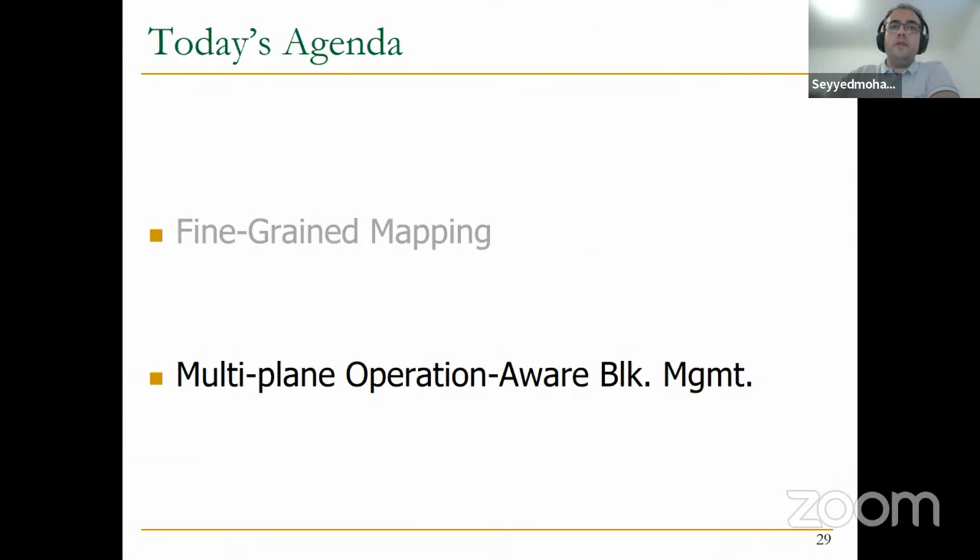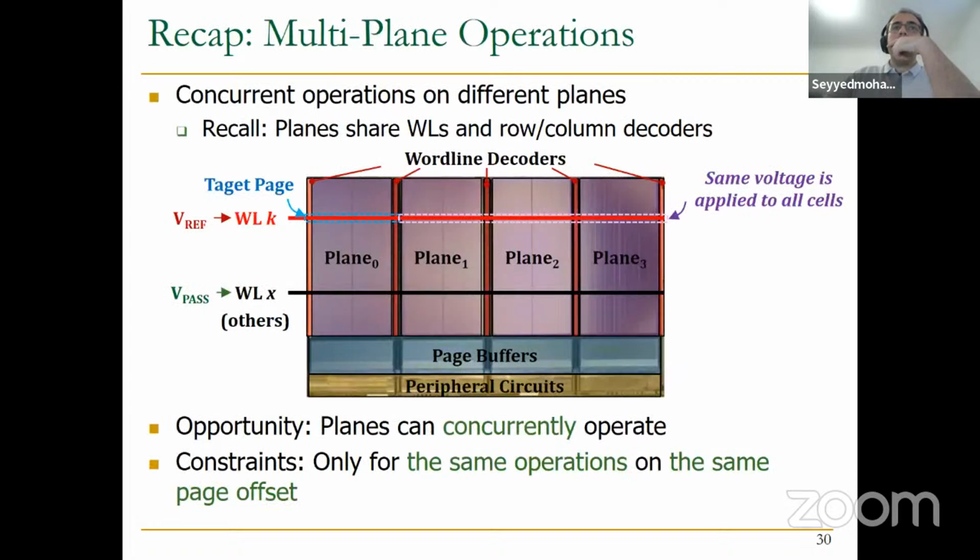Okay, let's move on to multiplane operation aware block management. We already covered multiplane operation. We know that we can have concurrent operations on different planes, but the constraint is that we can do that only for the same operation on the same page offset. So that's the constraint. I'll move on quickly on this slide because I guess we are all aware of that.